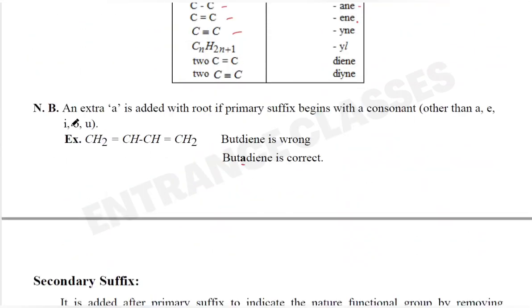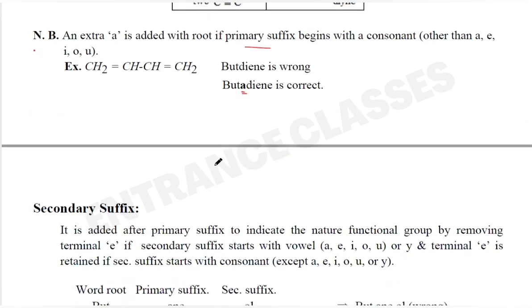One important point: an extra a is to be added after the word root if the primary suffix begins with a consonant, that is other than a, i, o, u. For example, this is diene, with the word root. So butadiene without the a is wrong. So a is to be added. Butadiene is the correct one.